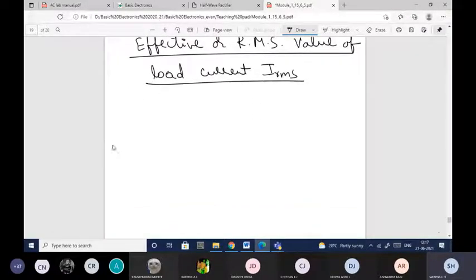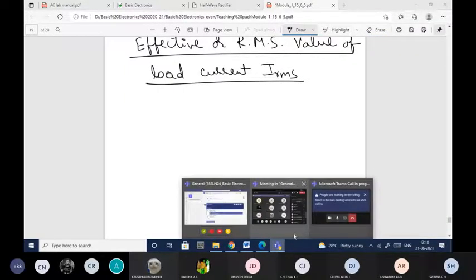Can anybody tell me how to find the effective value of any signal? Whatever you have learned, you can tell me, because I really don't know what exactly you have learned with respect to the RMS value in your basic electrical. I know you would have learned these concepts, but how you related your RMS value, I really don't know. If you know anything about how to find the RMS value, you can tell me. If you don't know, tell me, I will explain.